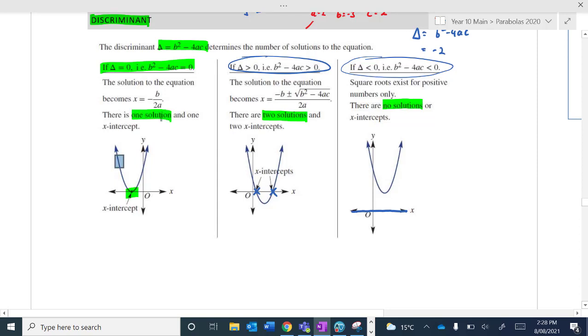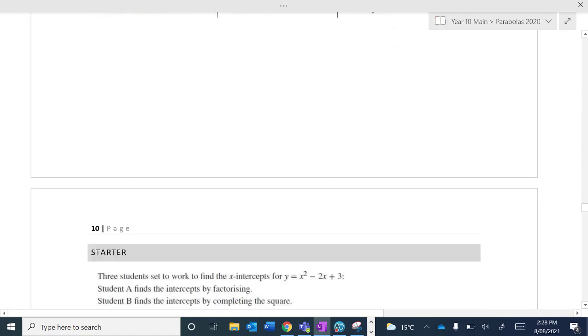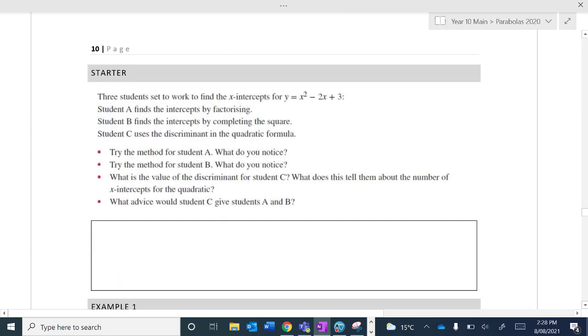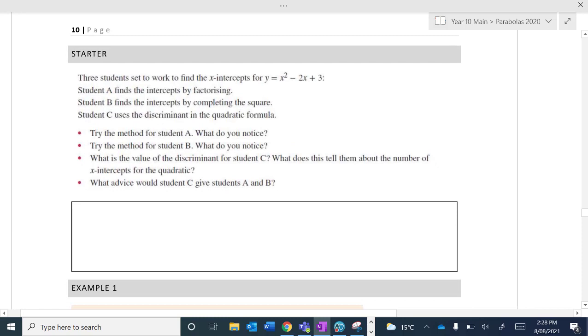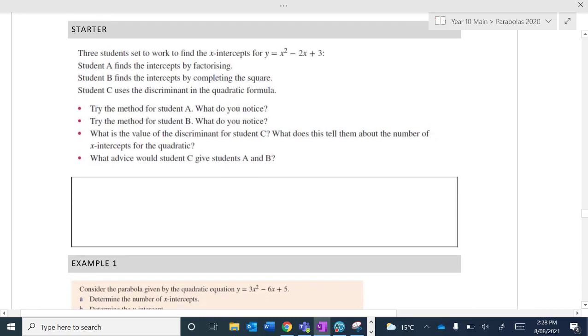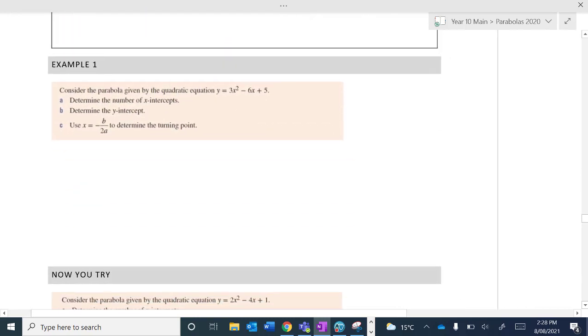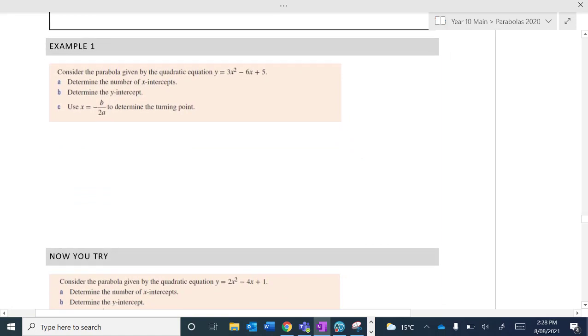Okay, I know that's a lot to take in, but let's have a look and do a bit of an activity here. All right, so let's go through an example, and I think it's going to make a bit more sense.